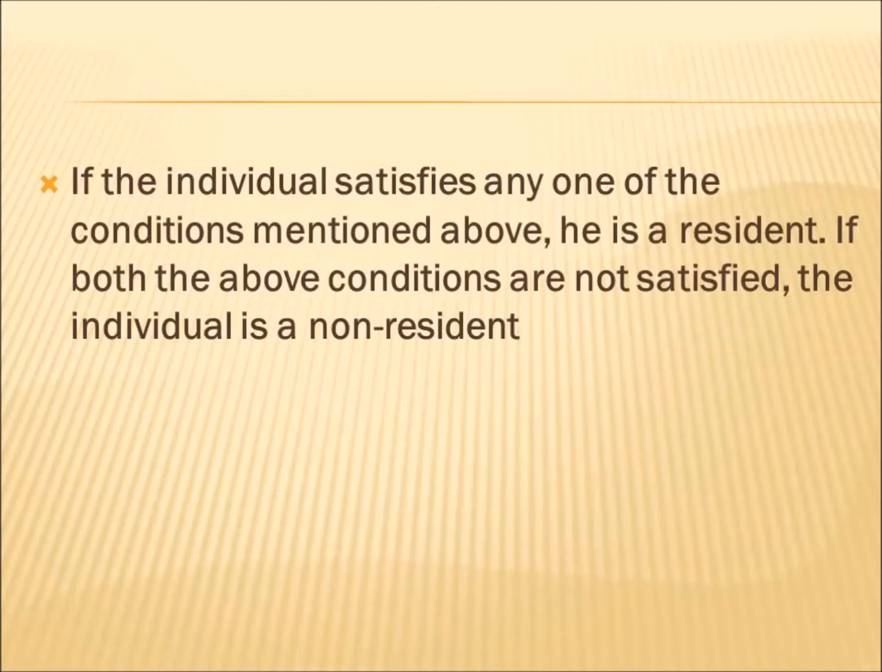As we discussed in the previous slide, the individual has to satisfy any of the following conditions, either condition 1 of 182 days or condition 2 of 365 and 60 days. If he falls under any of the two conditions, he will be regarded as a resident. But if he is not falling under any of the two conditions, that is, neither is he fulfilling the condition of 182 days nor the condition of 365 days and 60 days, then he will be regarded as a non-resident.